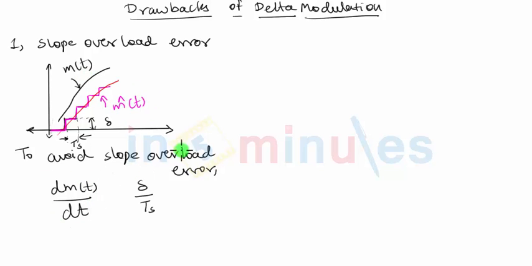The slope overload takes place because dm(t)/dt is greater than delta by Ts, which is rate of change of m cap t, and hence to avoid slope overload, dm(t)/dt has to be less than or equal to delta upon Ts, which is rate of change of m cap t.